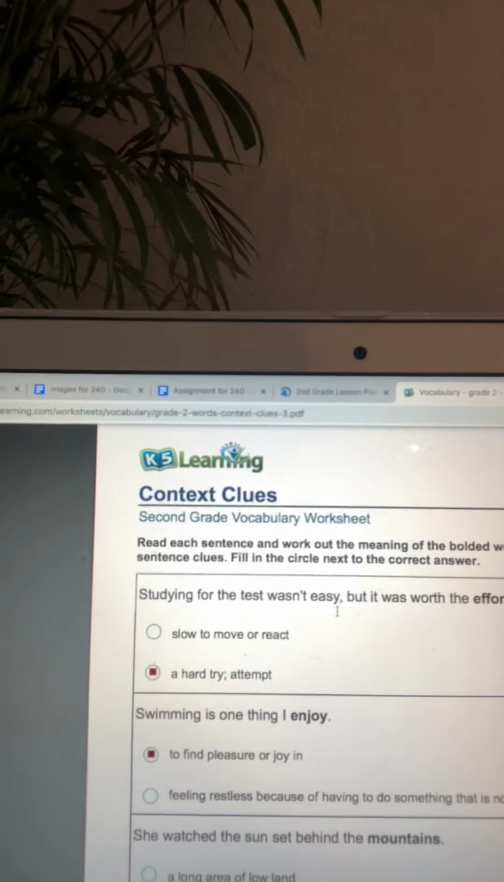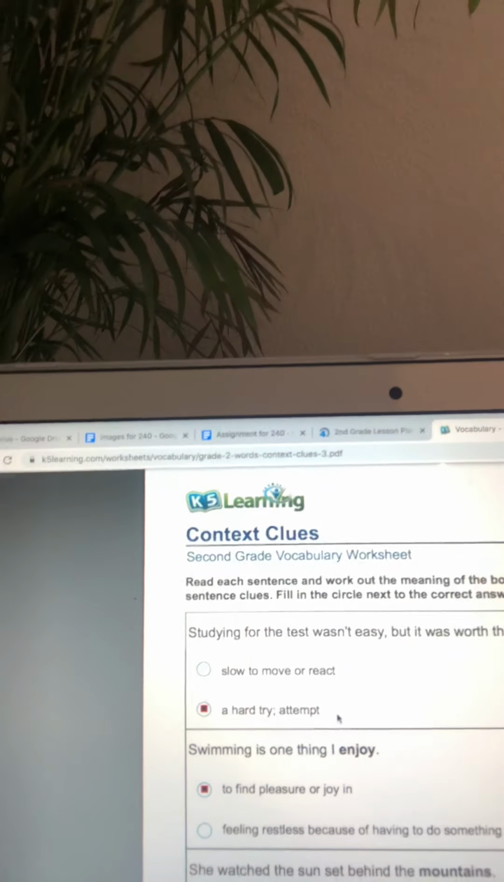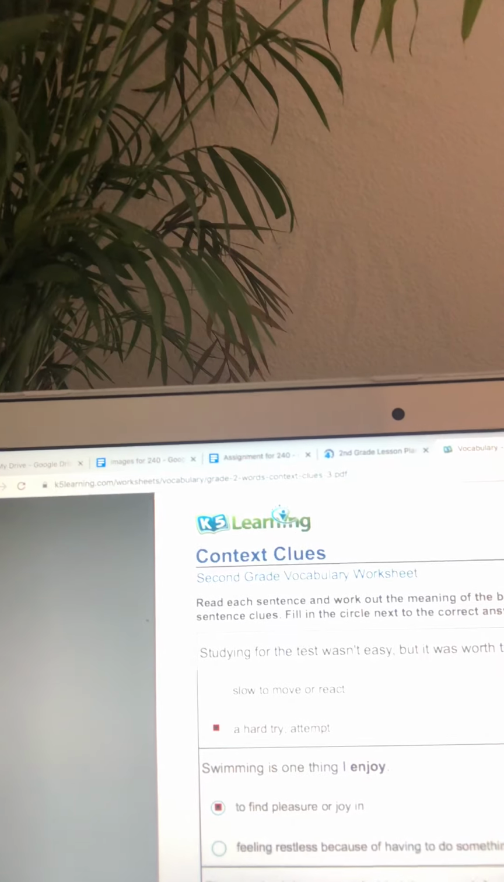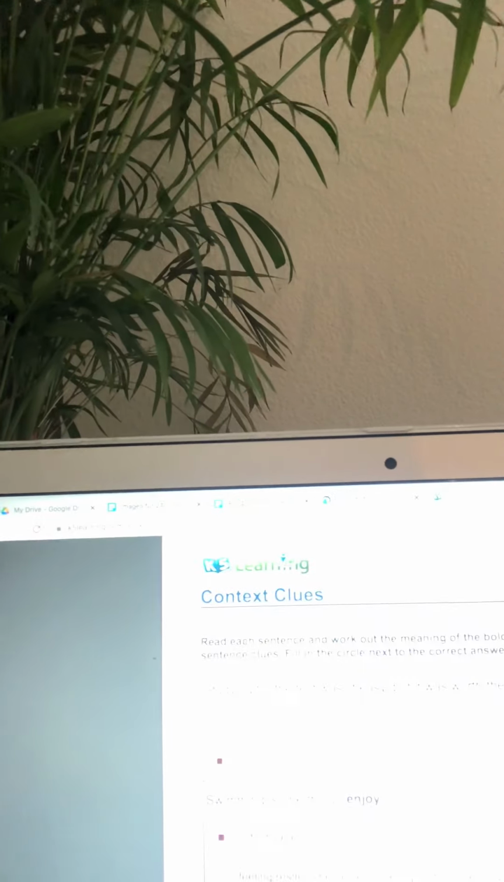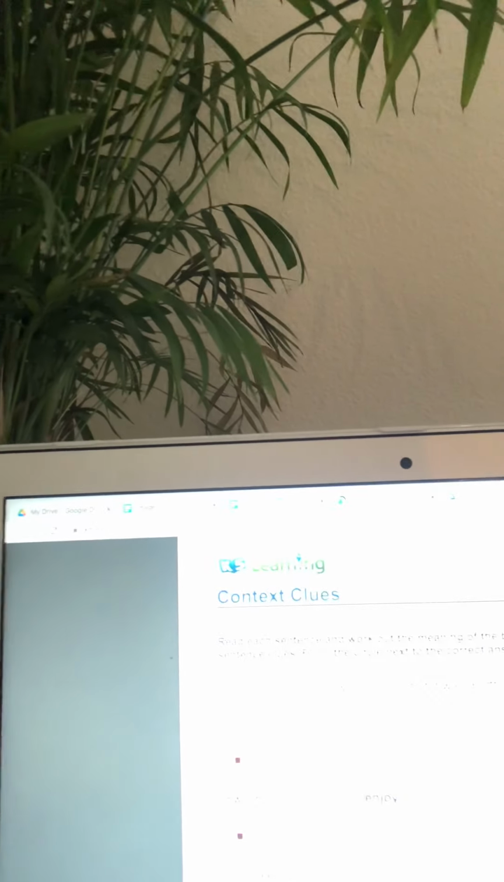So for example, context clues is pretty much studying the test. So these are examples. Studying for the test wasn't easy, but it was worth the effort. So effort is bolded right here. It says slow to move forward, to move or react, or a hard try attempt. And so as you can see, these are the answers. A hard try attempt relates to the definition for the word effort. And then these continue on.